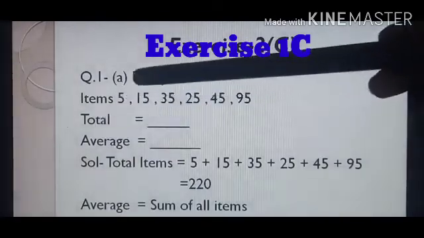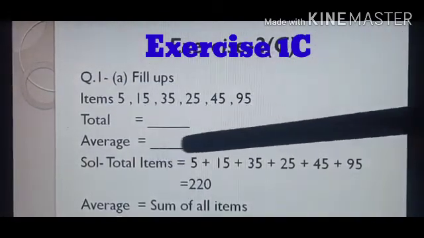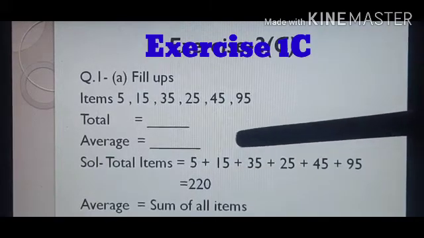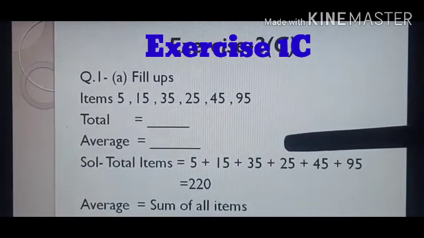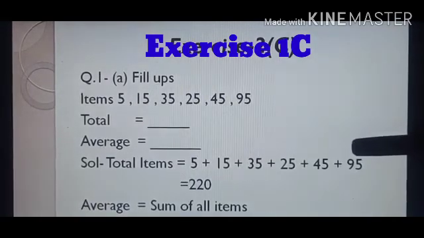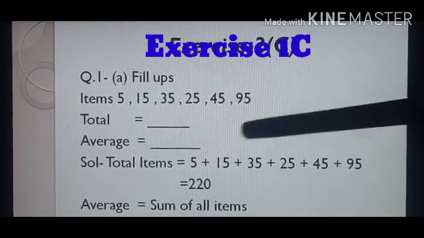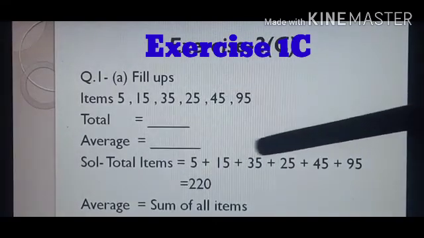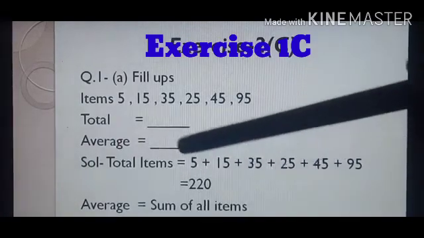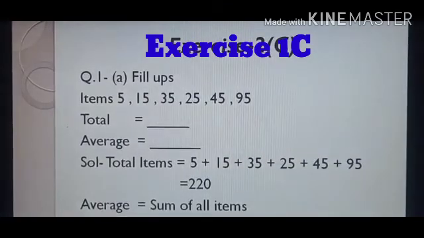So for the total, we have to do addition, the sum of all the values. So total items is equal to 5 plus 15 plus 35 plus 25 plus 45 plus 95. You can do addition orally also, or you can do addition in the rough column. After adding, you will get total items 220.